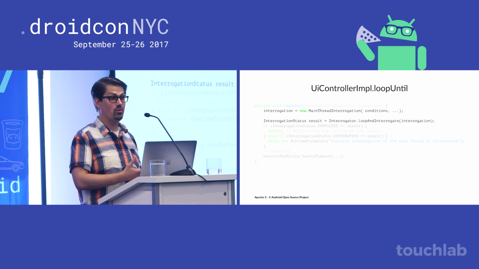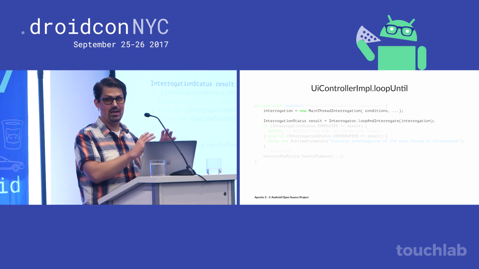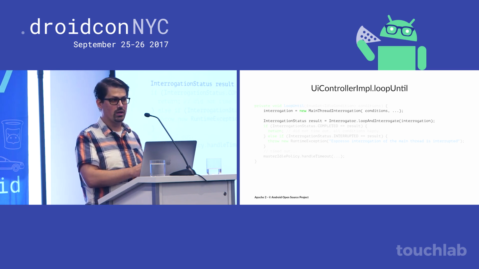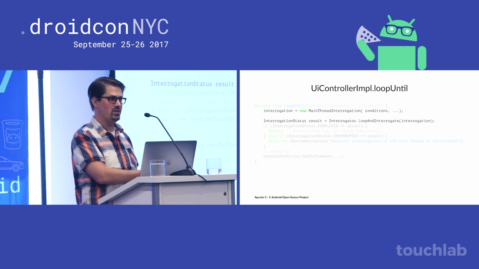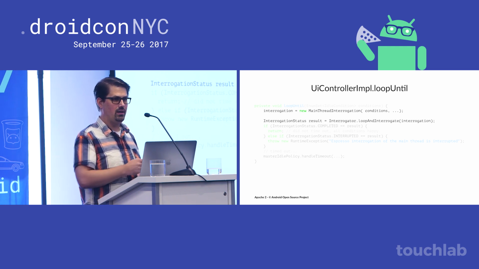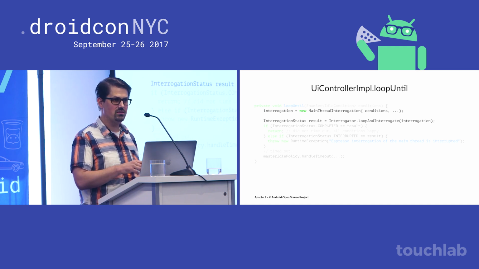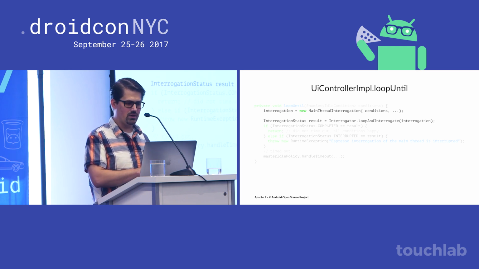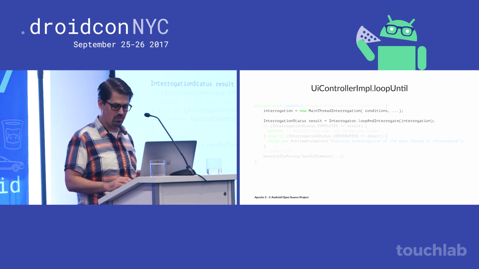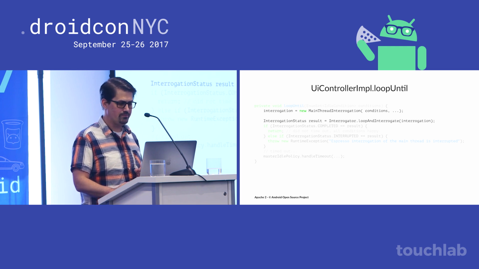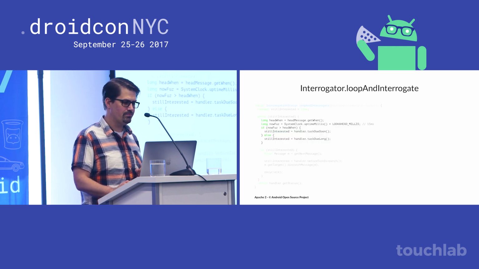But essentially, MainThreadInterrogation is an encapsulation of the logic around that set of conditions we just built. As we go through the main thread, we send a series of events to the MainThreadInterrogation, and it tells me, do I still need to keep iterating and looping over the main thread, or am I done? I'm not interested in looping anymore. That logic is contained within the MainThreadInterrogation. So we take that interrogation and pass it into a method called loopAndInterrogate.